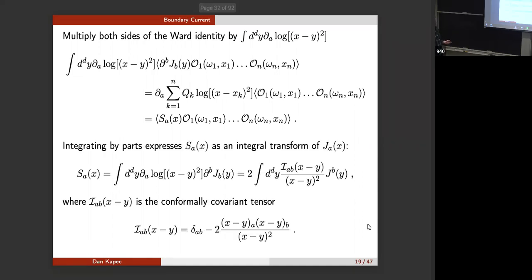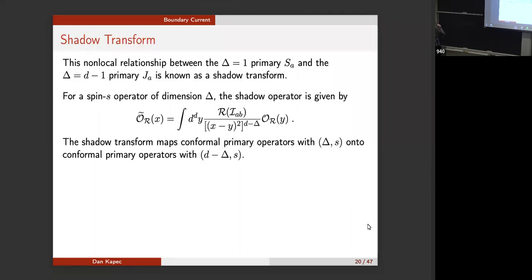So if I just integrate by parts in this formula and move the derivative off from j onto the log, then I'll get some funny integral transform of the conserved current being equal to the soft photon operator. Okay? And it turns out that two derivatives on the logarithm is actually the conformally covariant tensor. It's a very natural quantity in d-dimensional Euclidean conformal field theory. And actually, this integral transform is known in the conformal field theory literature. It's called the shadow transform.